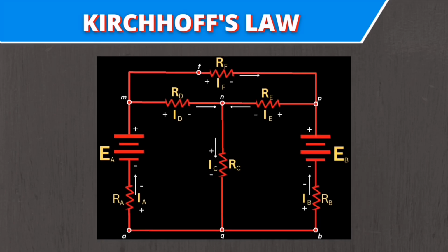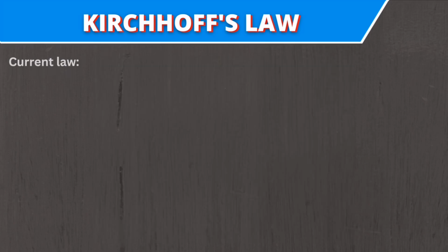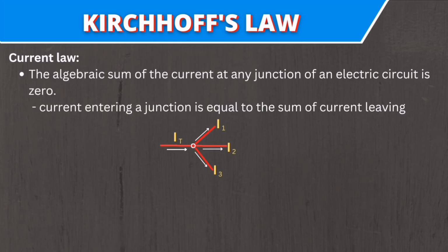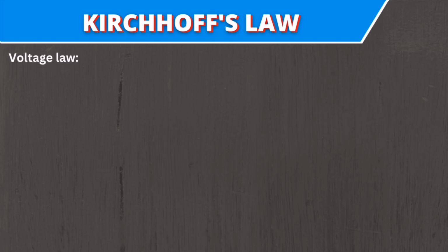So now, we go for number 1. The current law. The algebraic sum of the currents at any junction of an electric circuit is equal to 0. We can also say that the current entering a junction is equal to the sum of current leaving. By using that law we can rewrite the example circuit to a current equation as I sub t minus I sub 1 minus I sub 2 minus I sub 3, which is equal to 0.